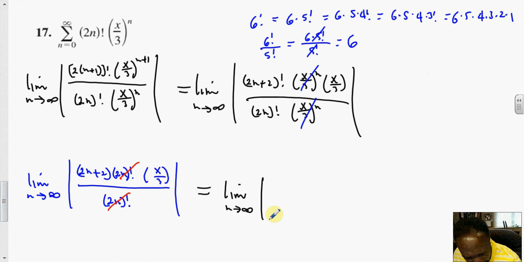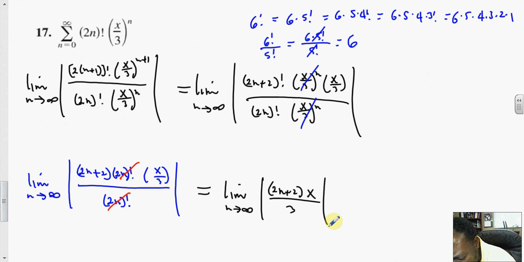This is the absolute value. Let's see what we have here. This is 2n plus 2 times x, and this is all over the 3 downstairs. Well, it's a pretty lazy 3.